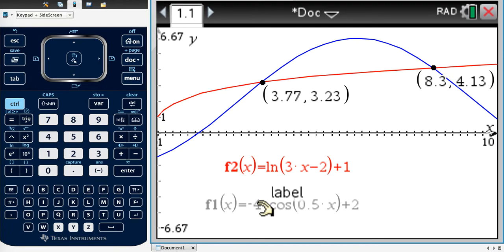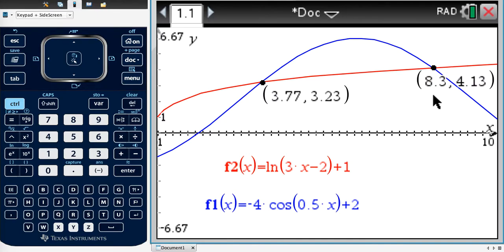I'm ready to answer that first part of my question now, because I do now know what the limits need to be for my integration. My x limit for the lower bound is 3.77. For the upper bound, 8.30. Remember, you should be giving an answer to 3 significant figures. This value here presumably has been rounded, so I need to give 8.30.